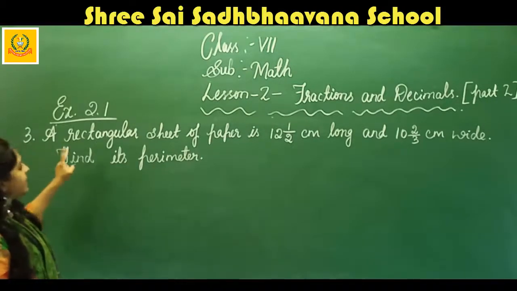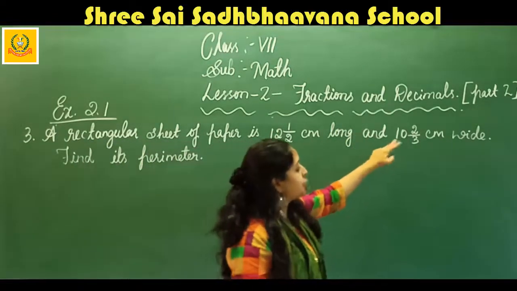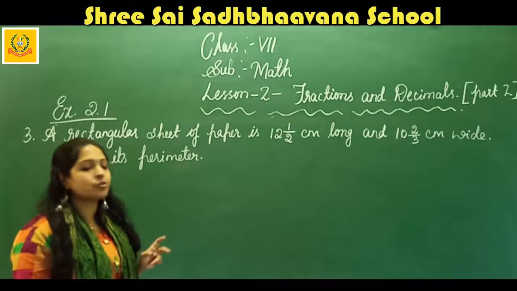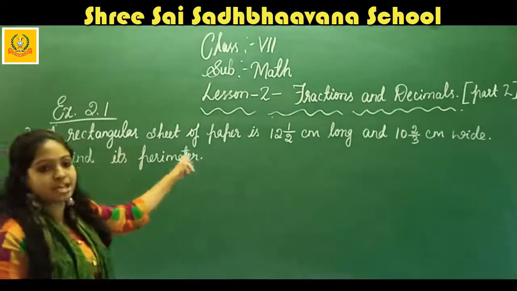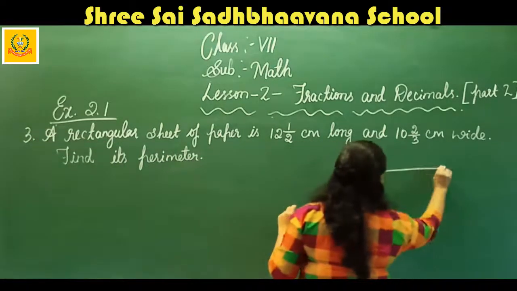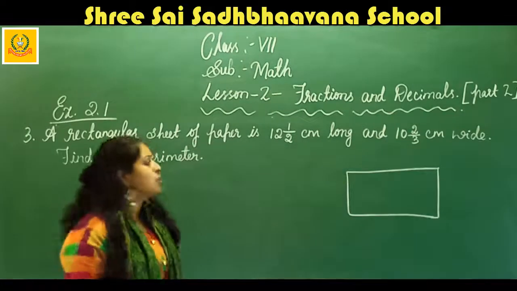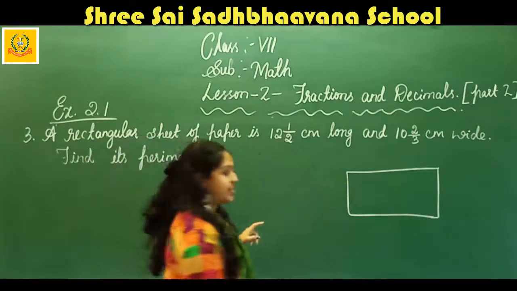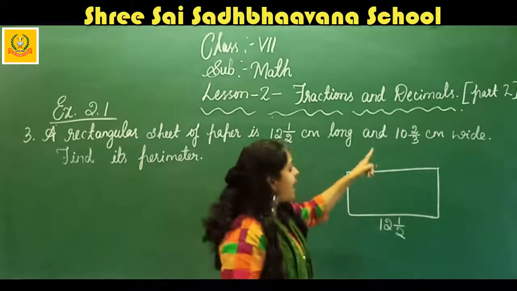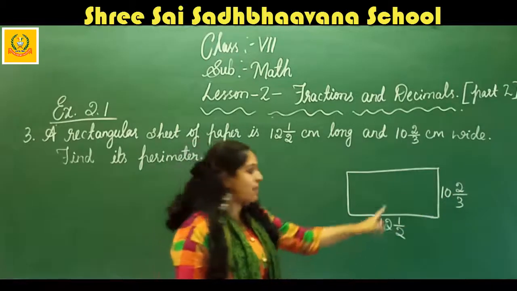So see here children, a rectangular sheet of paper is 12 1 by 2 centimeter long and 10 2 by 3 centimeter wide. Find its perimeter. So now what you have to do, you have to find the perimeter of a rectangular sheet paper. What they have given? That is 12 1 by 2 centimeter is long. Long is nothing but length. And 10 2 by 3 is wide, which is nothing but width.